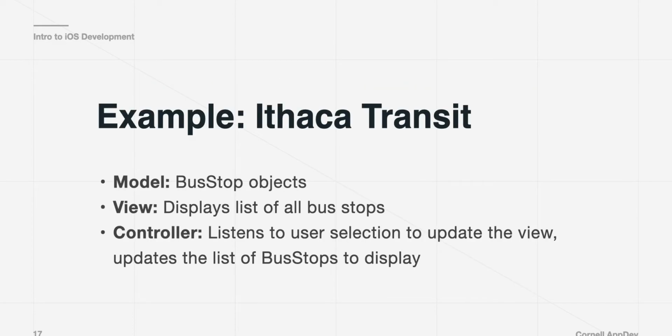So yeah, this was the example that I just went through. The model was the bus stop objects and the view was the displayed list of all the bus stops. So then your controller listens to the user selection to update the view, which updates the list of bus stops displayed.